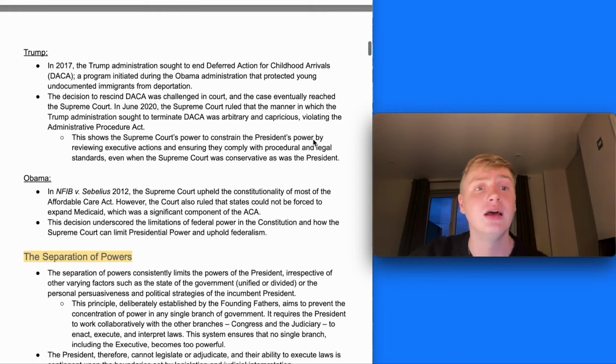This can also be seen in 2017 when the Trump administration sought to end DACA, which is a program initiated by the Obama administration that protected young undocumented immigrants from deportation. And DACA was an executive order.